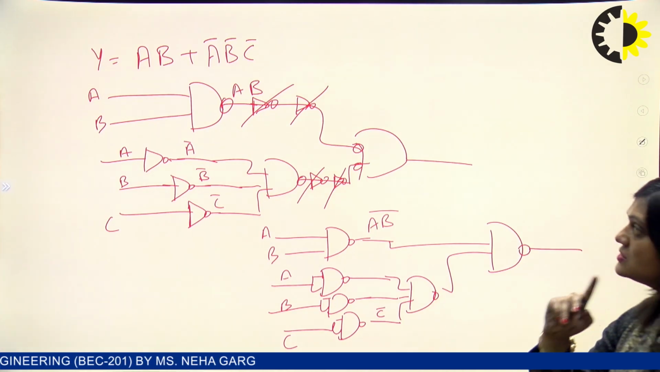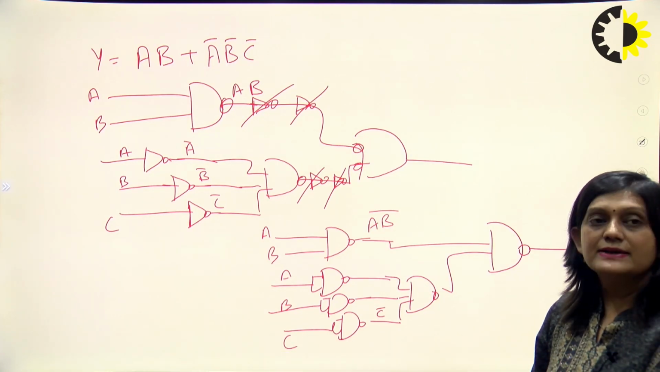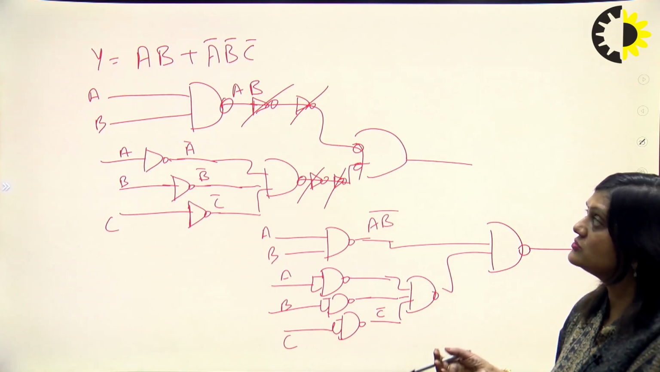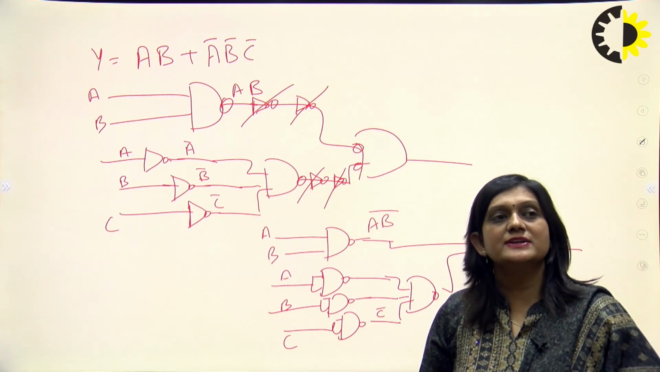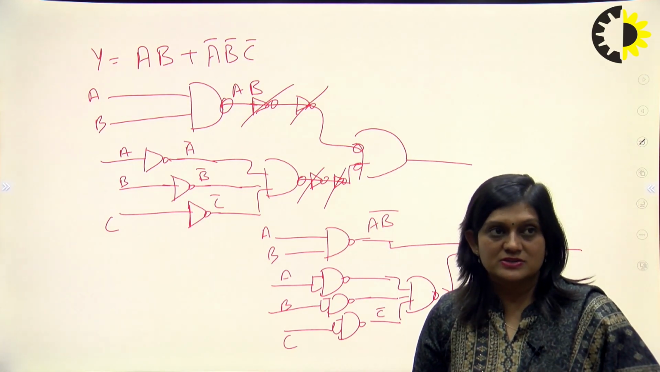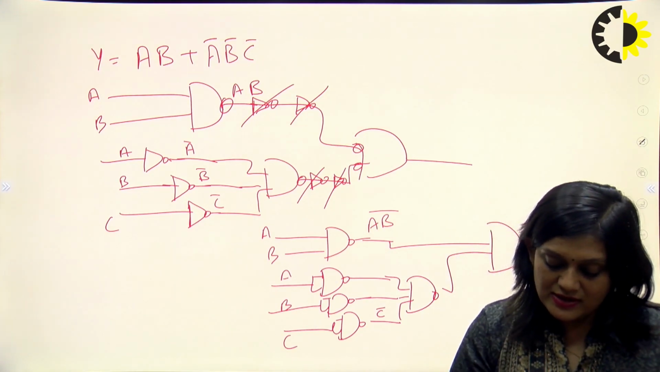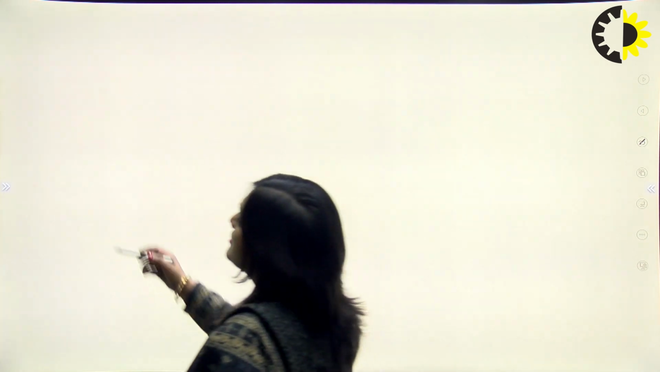Or if we use the NOR gate, then the number of NOR gates will be more in comparison to this NAND gate. So we have to see whether the number of AND gates is more or the number of OR gates is more. So if AND gates are more, we will choose the NAND gate implementation. If the number of OR gates is more, then we will choose the NOR gate implementation. Like this was the bubble method. We can also use the De Morgan's theorem.